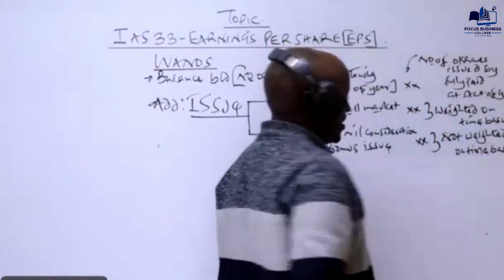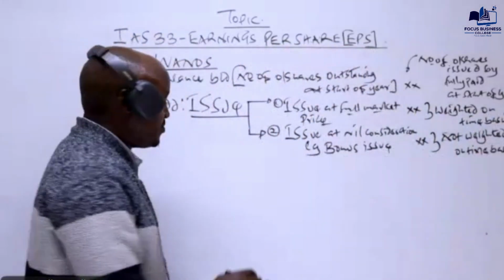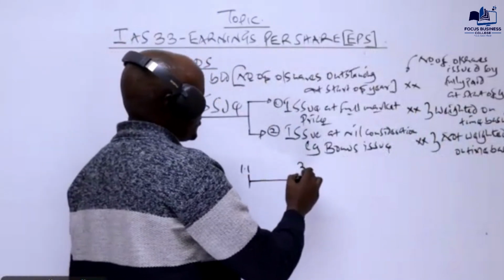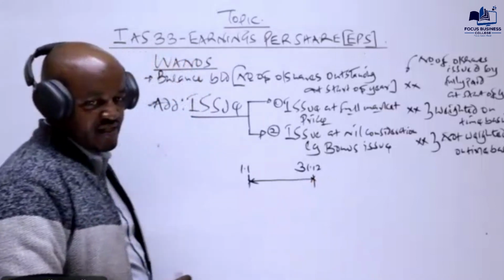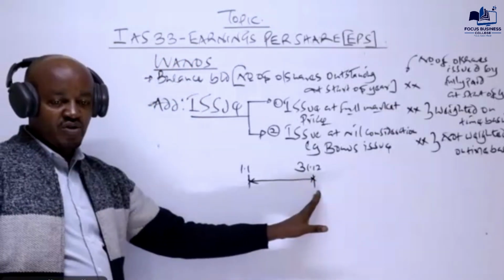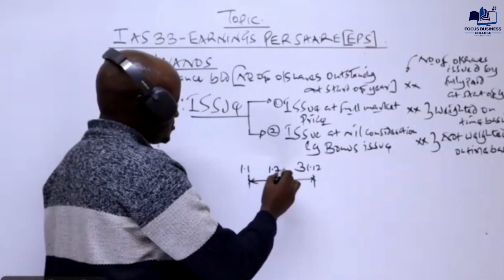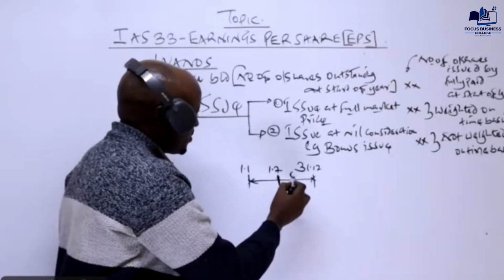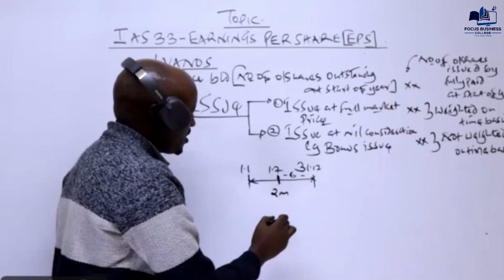I'll explain what we mean by the shares being weighted on time basis. In this case, let's assume that we are told that the financial year of the company starts on 1st January and ends on 31st December. And then we are told that on 1st July, which is basically 6 months to the end of the year, our company issued 2 million ordinary shares at full market price.